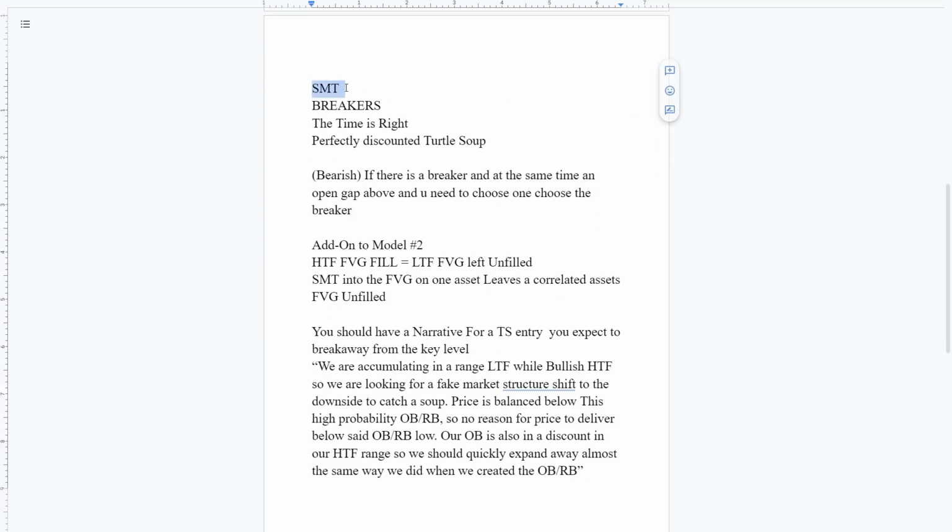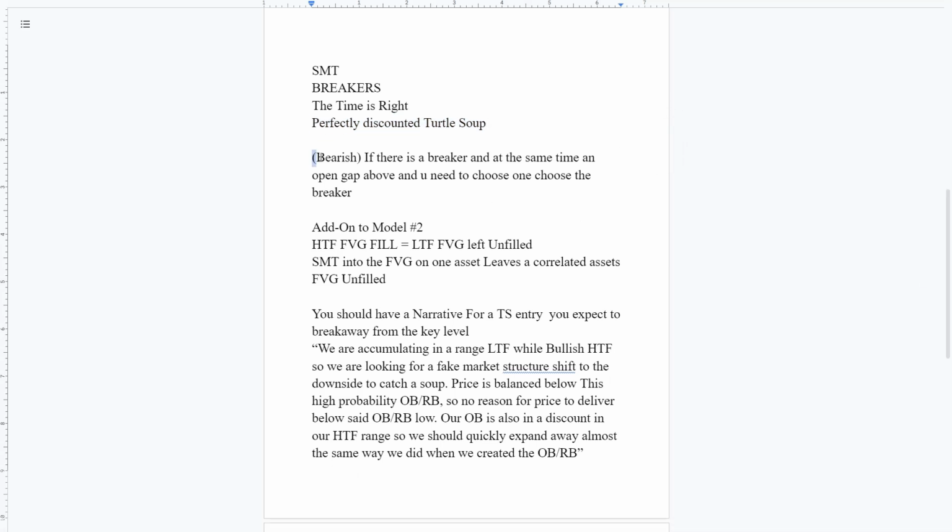SMTs also cause breakaway gaps, as well as breakers in the time being. Right, we have a perfectly discounted turtle soup into a time discounted PD array. If we're bearish and there's a breaker, and at the same time there's an open gap above the breaker, and our order flow is bearish, so we have a fair value gap above with a breaker just below it, and you have to choose one. Choose the breaker, because it's often seen that this fair value gap above will stay open. The breaker will then continue us to deliver sell side.